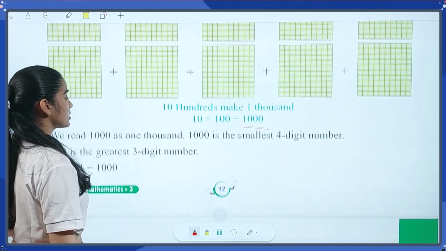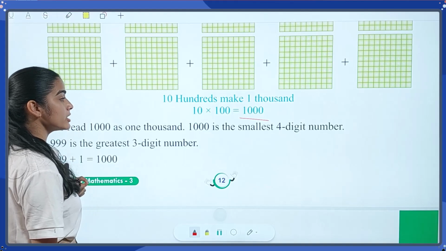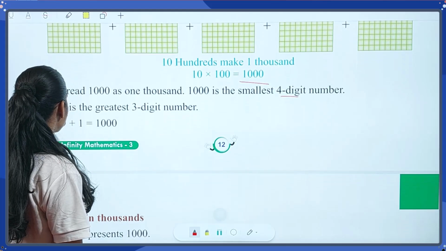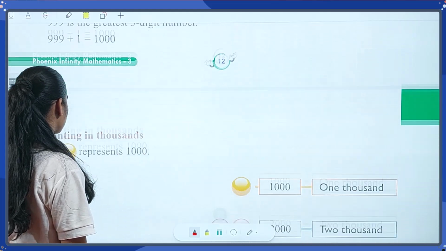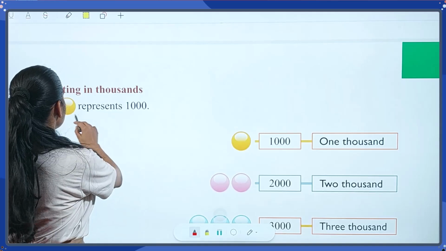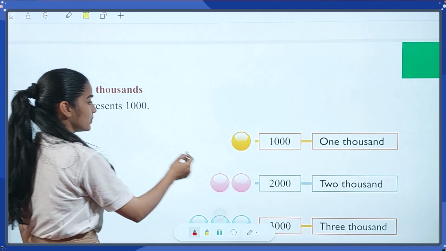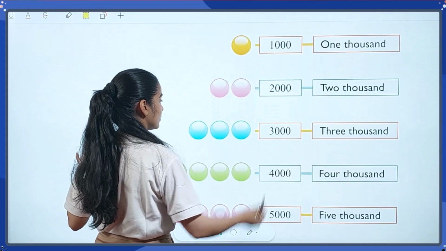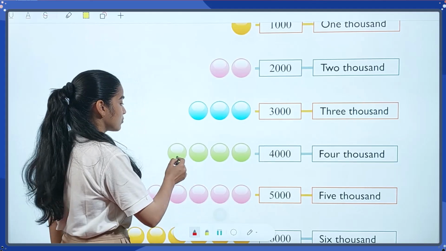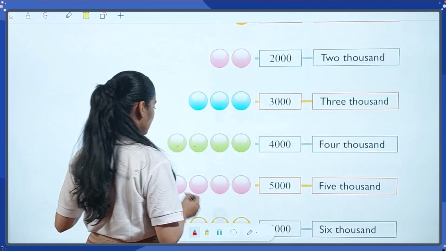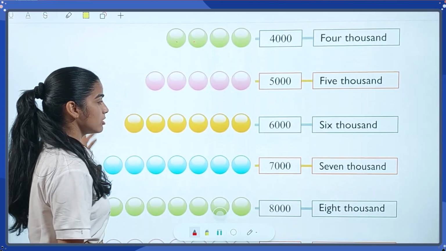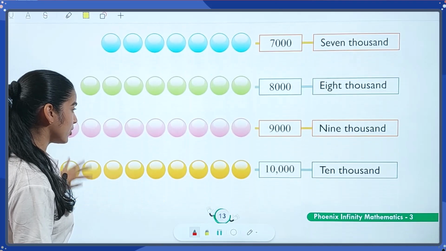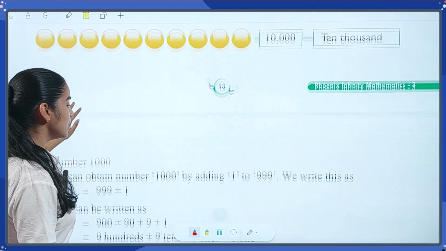We read 1000 as one thousand. 1000 is the smallest 4-digit number we have. 999 is the greatest 3-digit number. 999 plus 1 is equal to 1000. Counting in thousands, one sphere represents 1000. Two spheres are 2000. Three spheres represent 3000. Four balls represent 4000. Five balls, 5000. Six balls, 6000. Seven, 7000. Eight balls, 8000. Nine balls, 9000, and 10 balls are 10,000.